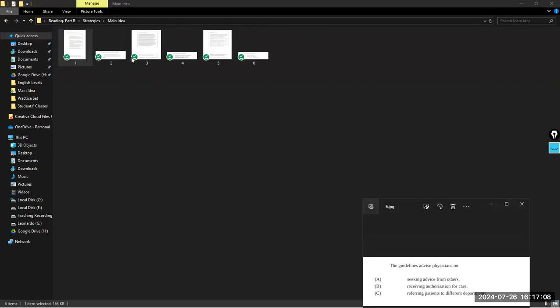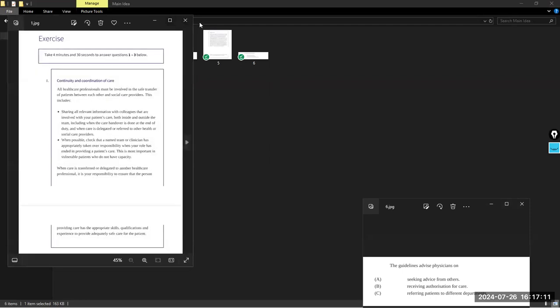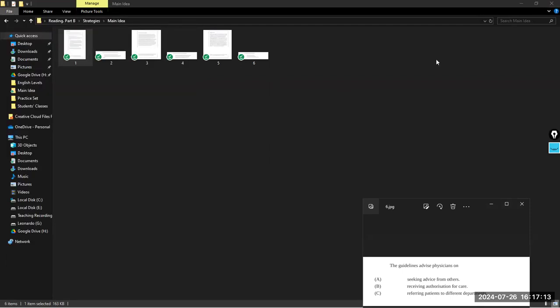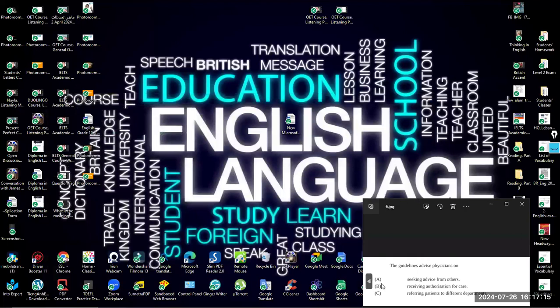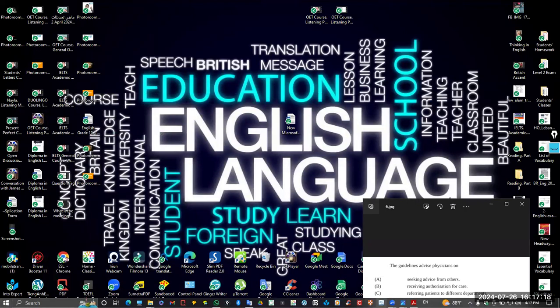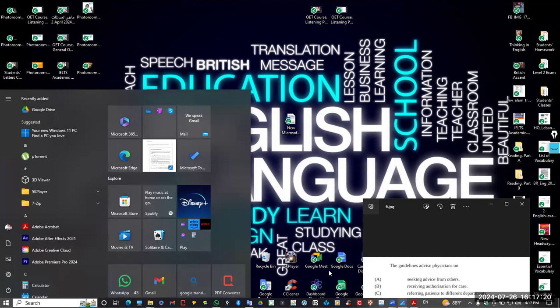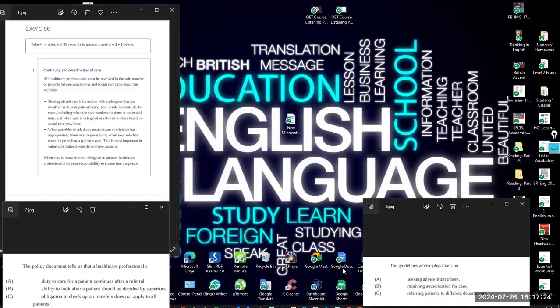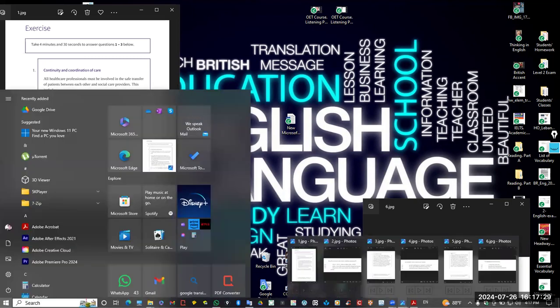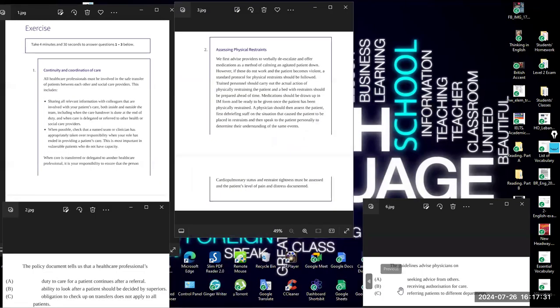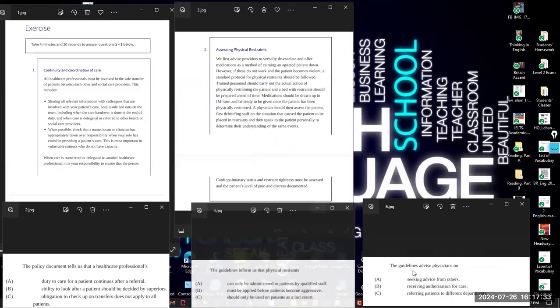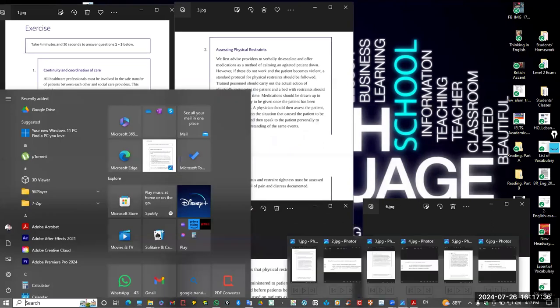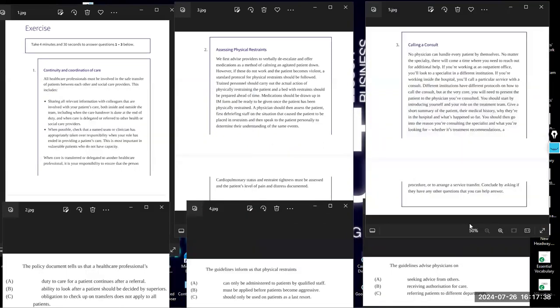So let's try to practice. Now I'm going to show you. I think I have already opened the pictures. So let me show them to you. This is it, thank God. This is picture number 1. This is the question about the first passage. And this is passage number 2. This is the question about passage number 2. This is passage number 3. And this is the question about passage number 3.